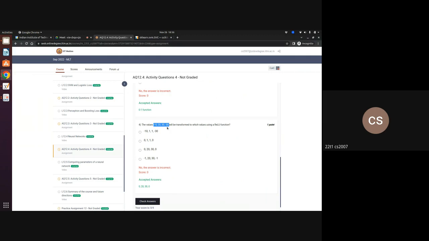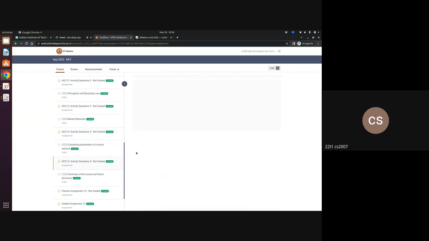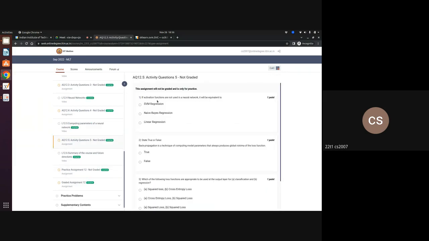So if these values are passed to ReLU, what will be the output? As you know, negative values are transformed to 0. So we will be getting 0, 20, 30, 0. This one. All right, let's move on to the next one.